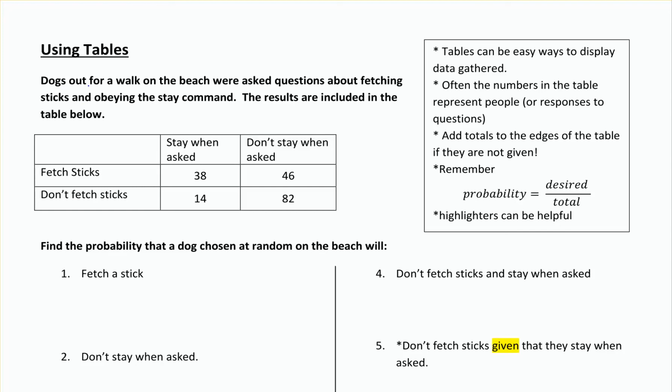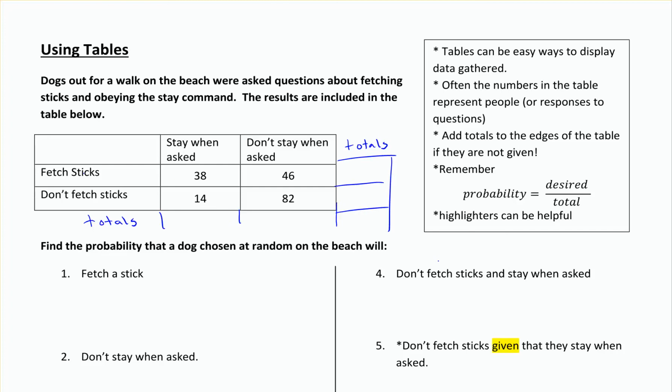This problem: dogs out for a walk on the beach were asked questions about fetching sticks and obeying the stay command. The results are included in the table below. So I've got a table that shows me dogs that stayed when they were asked, dogs that did not stay, dogs that fetch sticks, and dogs that do not fetch sticks. And I notice here immediately that I'm missing my totals. So I'm going to go ahead and add that to my table. And what I mean by that is I'm going to add up how many go into each row and column.